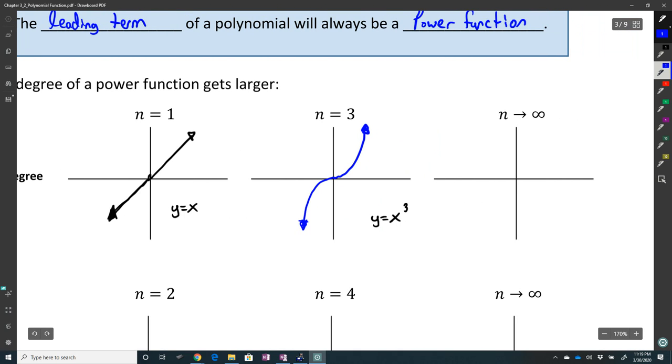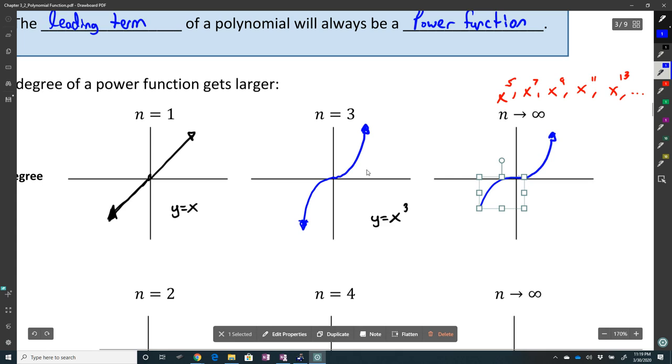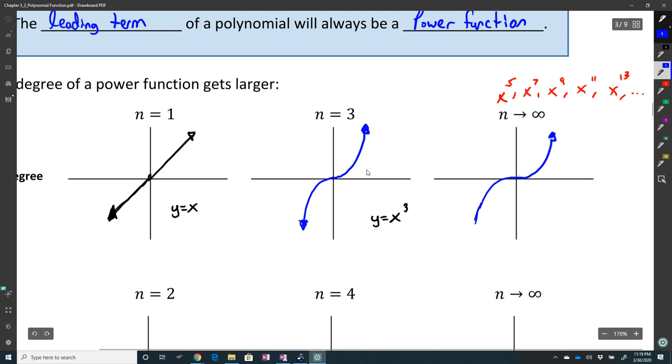Now, as you go off to infinity, basically, what I mean by off to infinity is x to the 5th, x to the 7th, x to the 9th, x to the 11th, x to the 13th, and so on. All the graph does is it starts to flatten. So the bigger the exponent, the more that flattened part shows. And notice that it's really hard to tell the difference between these two.